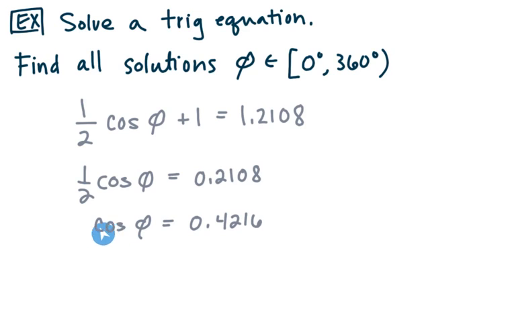So again, we're trying to isolate this phi. And I need to get cosine away. Remember, cosine is an operation. So when I move it to the other side, we use an inverse operation. And I end up with phi is cosine inverse of 0.4216.